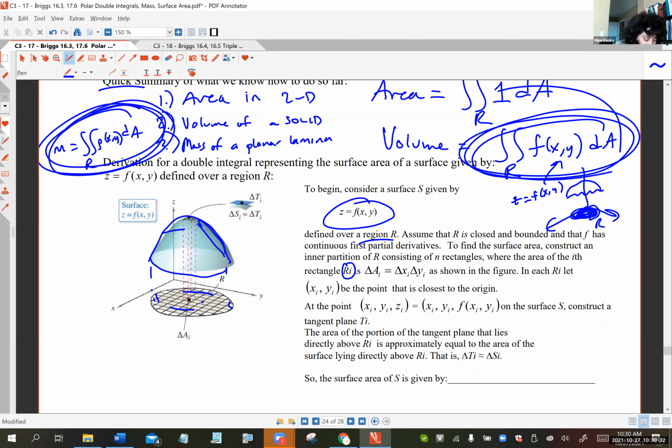So if you've got a little rectangle down here in the XY plane, it'll be some delta Y times some delta X. Some little delta X would be, say, the width, and delta Y would be the length. So your little delta A sub I, that's your little tiny area of a rectangle, is delta X times delta Y. Fine. Well, that's not the surface, though. I thought you wanted to find the surface area of the surface. I know, we're getting there. Hold on.